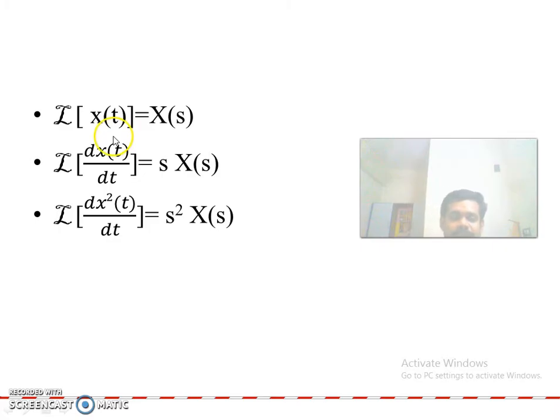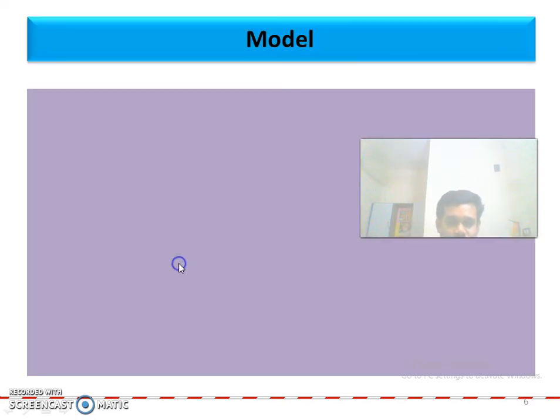What is the Laplace transform of x of t? X of s. Of dx of t by dt? s into x of s. What is the Laplace transform of d square x of t by dt square? s square into x of s.